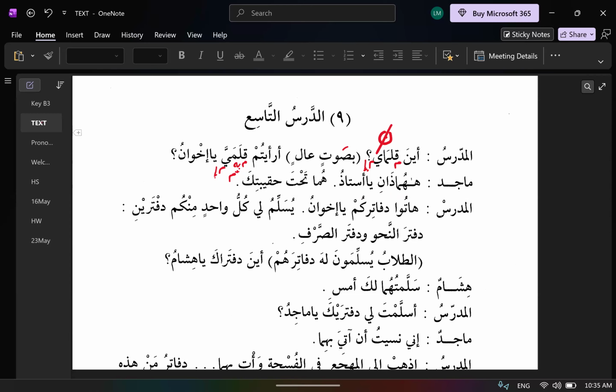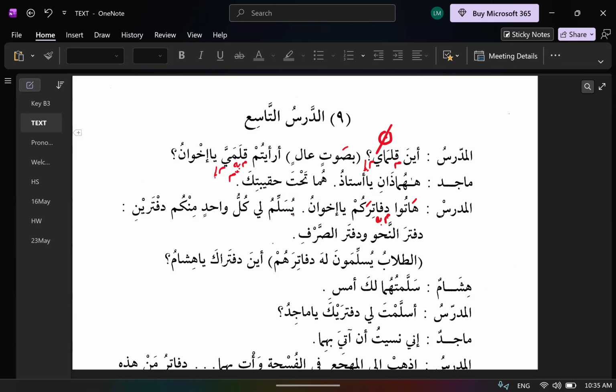The teacher says hatu. So hatu we know comes only in fil amr. Hatu dafatirakum ya ikhwanu. Bring your notebooks, oh brothers. So dafatira is mafulun bihi for hatu.